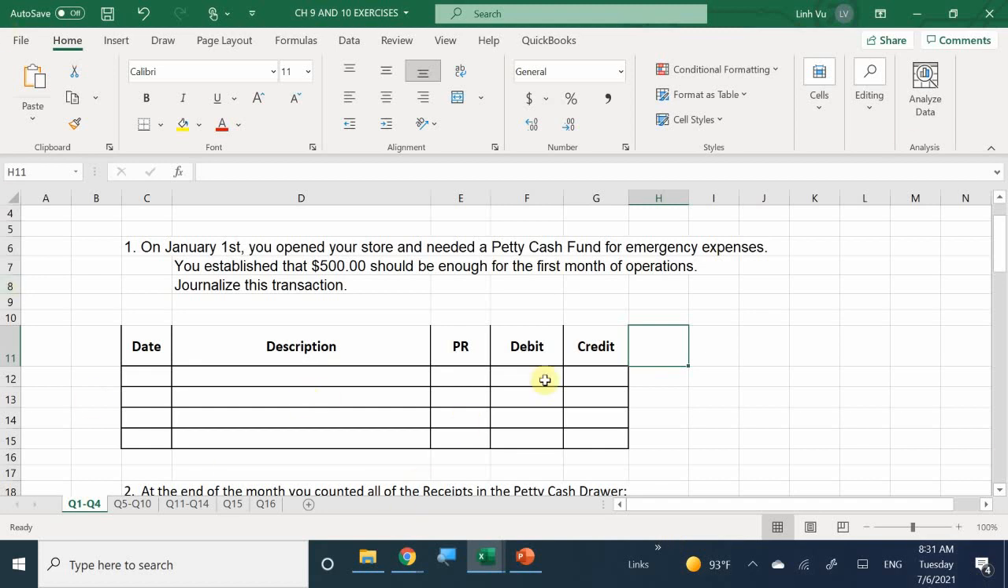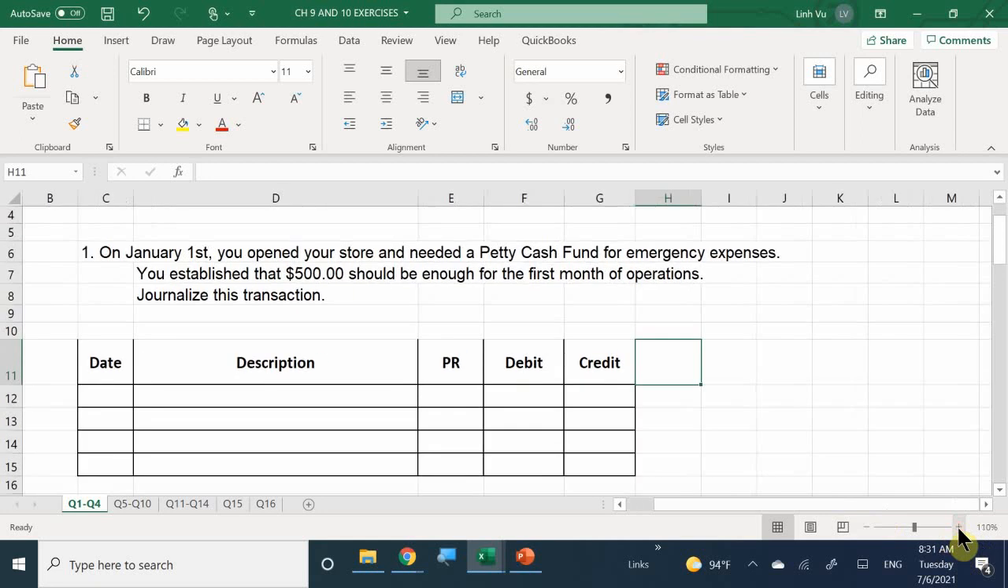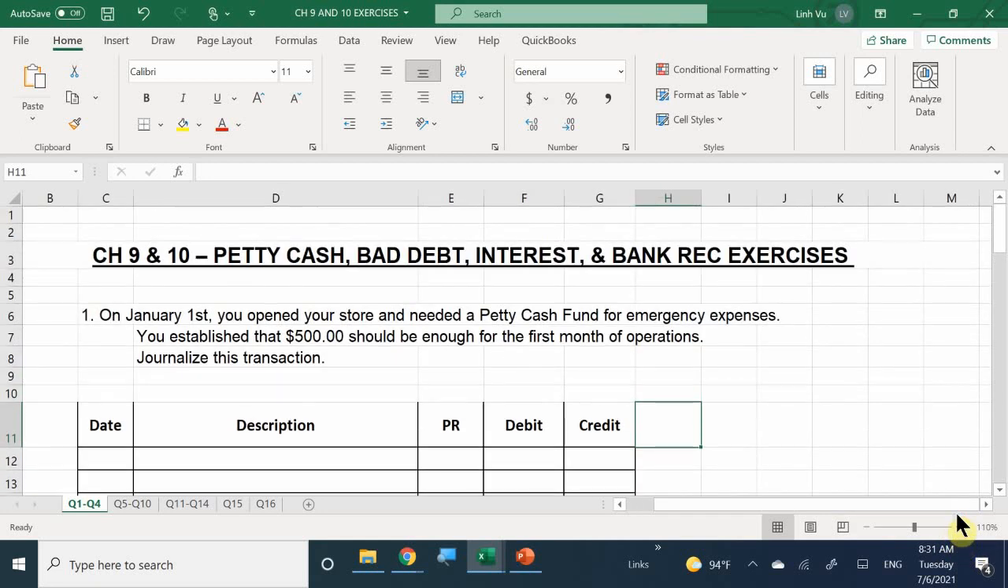Okay, so as we can see here, let's go ahead and take a look. So again, we're doing the chapter 9 and chapter 10 review. So let's get started with chapter 9.